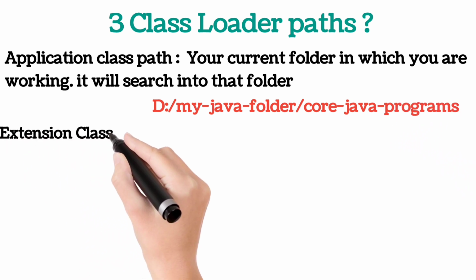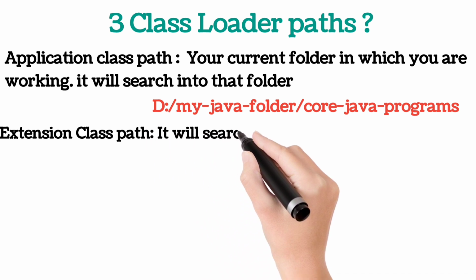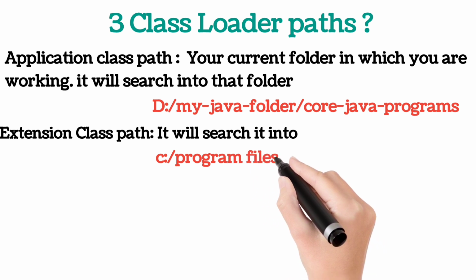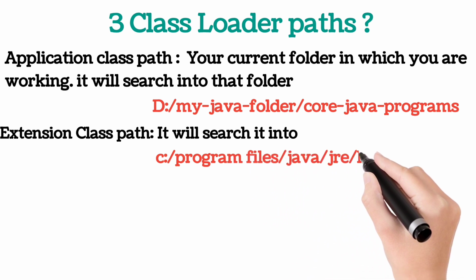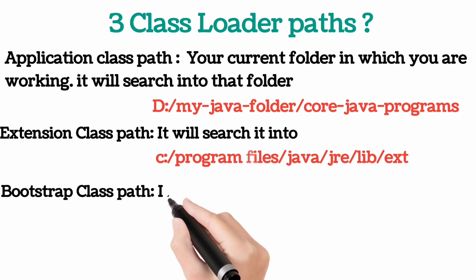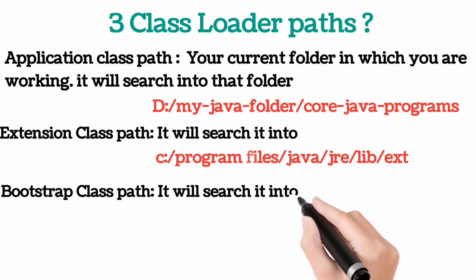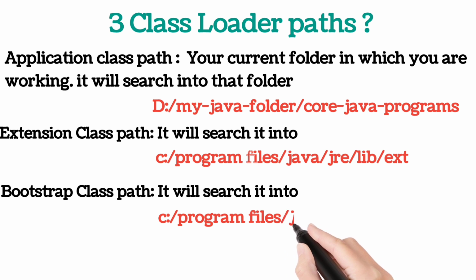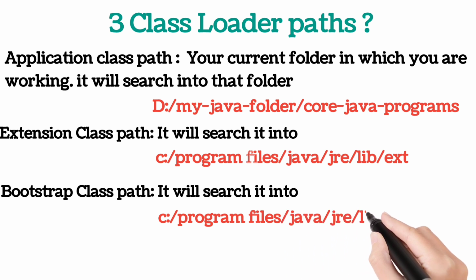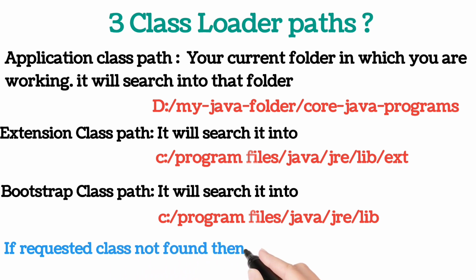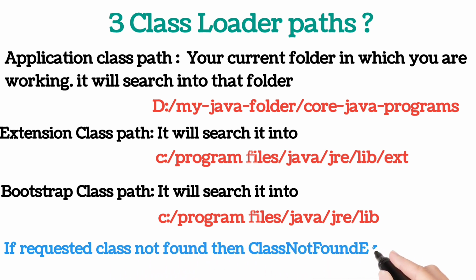Another is the extension class path. It will search where Java is installed by default, like C, program files, Java, JRE, library and ext folder. In the bootstrap class path, it will search where Java is installed by default, like C, program files, Java, JRE and main library folder. If the requested file is not found in any class path, then a class not found exception will be generated.